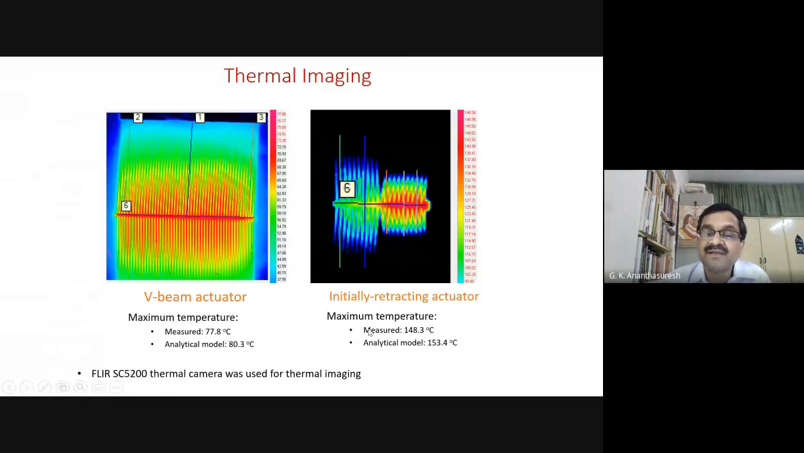And the initial retracting actuator, so this gets hotter sooner, the shorter one compared to the longer one. Here measured was 148, analytical model said 153. So it's pretty close. There could be error in the measurement itself, or properties we don't know. But again, we wanted to make sure that our modeling is correct.